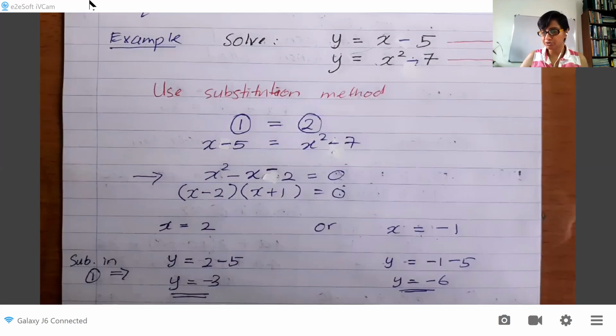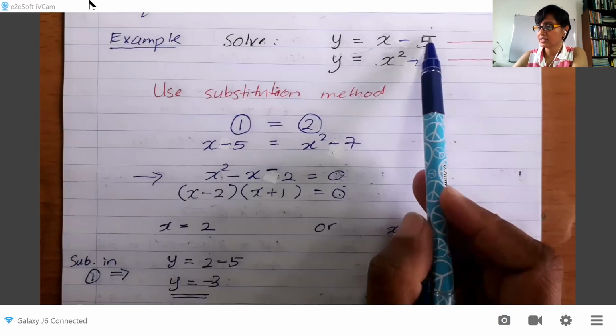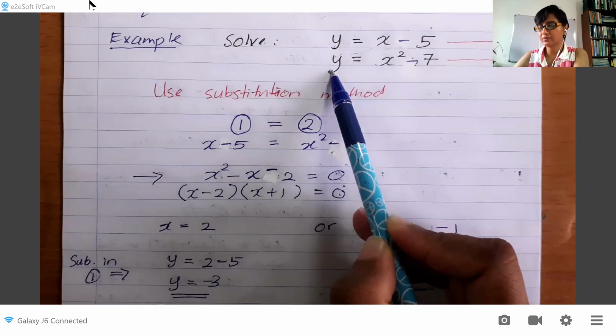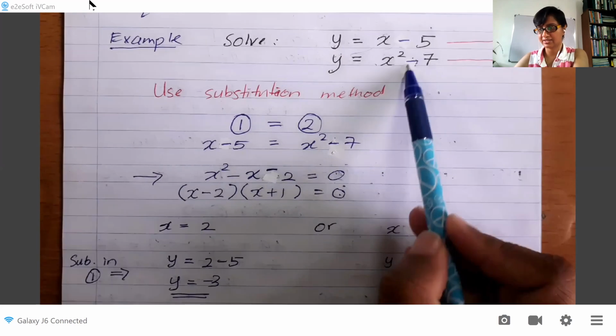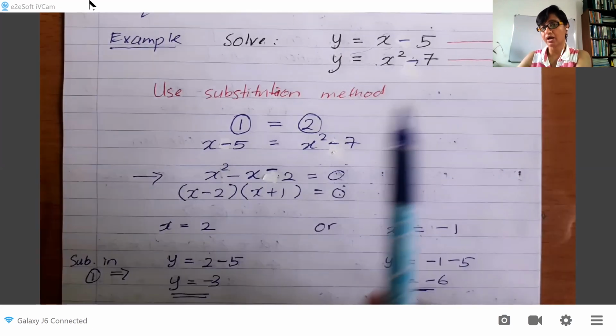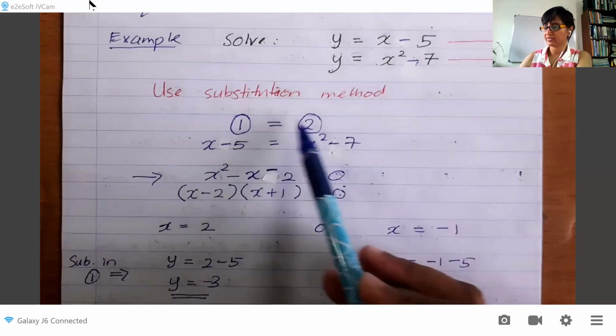If I walk you through the steps again, since it is the substitution method, what we did was we substituted y in one equation into the y in the other equation. In other words, we simply equated one of the sides. So here in this case, the right hand sides of the two equations, because they both are equal to the same y. So you equated them and you solved it.